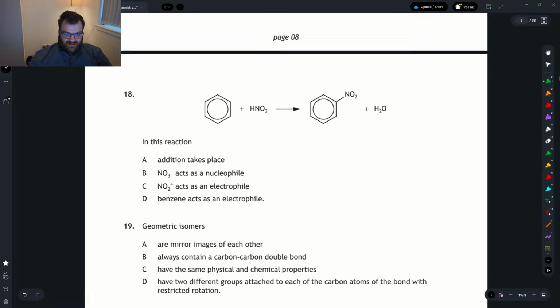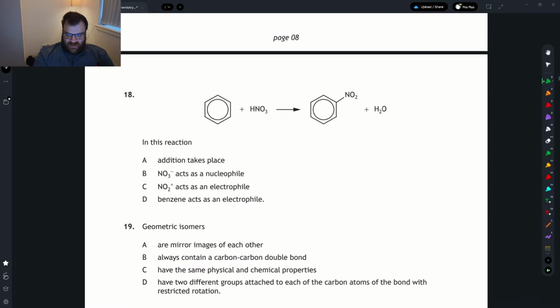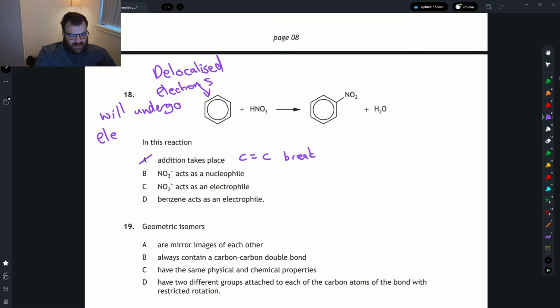Number 18, we're asked about what type of reaction we have. If it was addition, we're looking for carbon to carbon double bond breaking. That is not what we have. A nucleophile, so let's look at what we've actually got. Our benzene ring has lots of delocalized electrons and it will undergo electrophilic substitution. So we are looking for something that would like electrons. So it's not addition. Well, this would act as a nucleophile, but that's not what's happening in this reaction because we're attacking something that has lots of electrons.